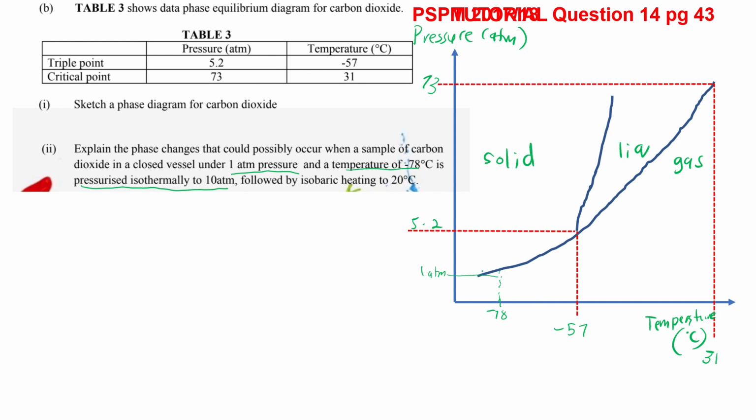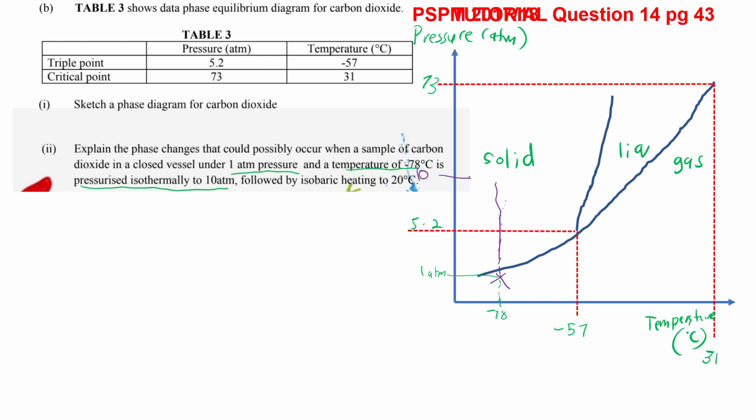So, pressurize isothermally to 10 atm. So, isothermally meaning pada suhu yang sama. So, meaning pada suhu negative 78. Suhu yang sama ni. Pressurize, okay, ditinggikan pressure. Okay, so bergerak dari sini. So, from this point, gerak until 10 atm. So bergerak sini sampai 10 atm.